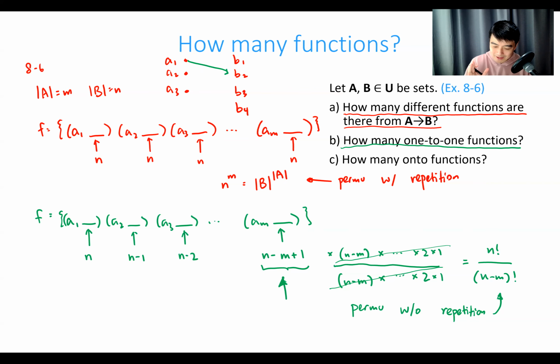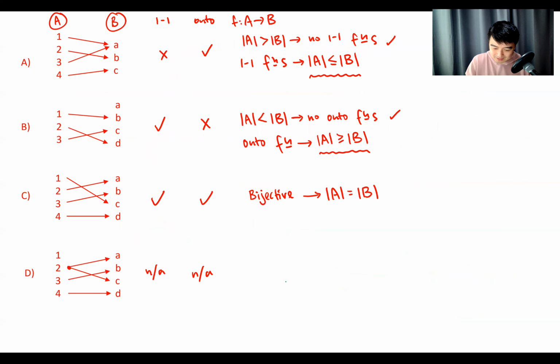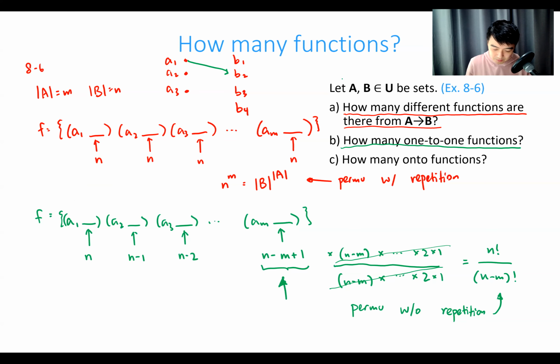Now, if you think about why that is, it's because here we're dealing with one-to-one functions, right? So we're dealing with one-to-one functions. The preface of this, if we go back a couple slides, is that the size of A has to be less than or equal to the size of B. That's the assumption that we make before we can calculate the number of one-to-one functions. So that means that m has to be less than or equal to n.